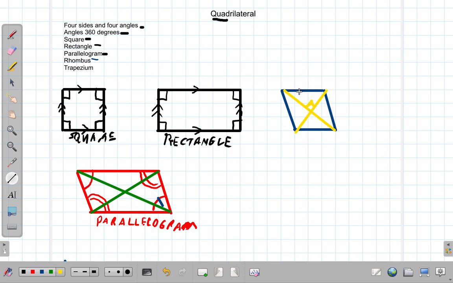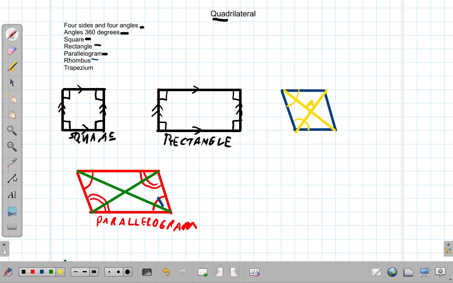The other thing is, the angle that is formed and that the diagonals pass through is cut into two halves. This angle, the diagonal cuts it into two halves. This angle, the diagonal cuts it into two halves.